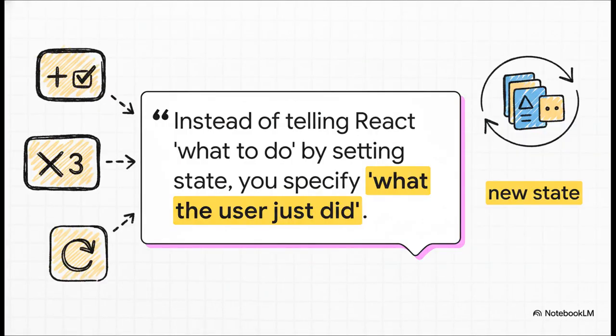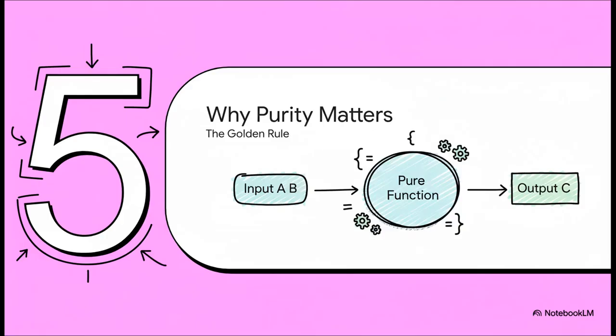And this quote really nails the change in thinking. Instead of telling React what to do, like set the state to this new thing, you just tell it what the user just did. You dispatch these actions. Your code just says, hey, the user added a task, or the user checked off item number 3. And then the reducer is the one that takes that information and figures out what the new state should look like. Okay, this all leads us to our final and honestly maybe the most important concept of all, purity.